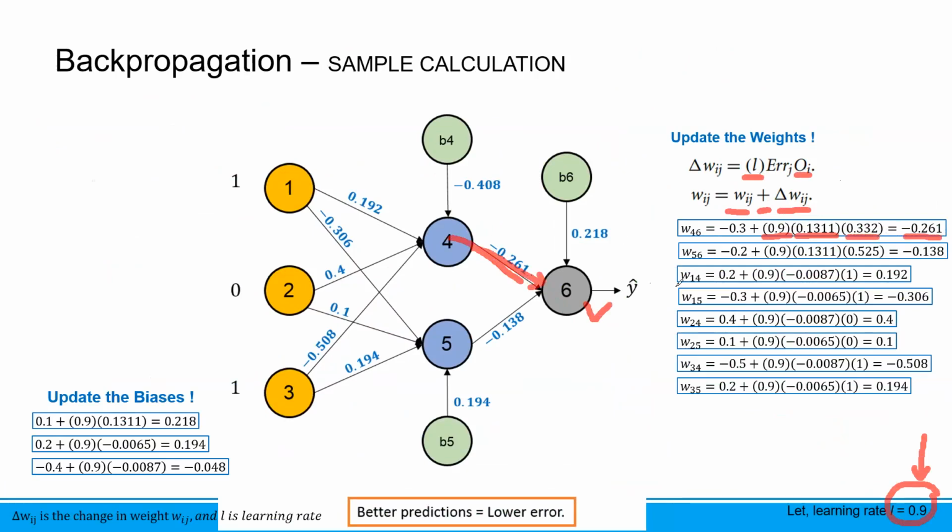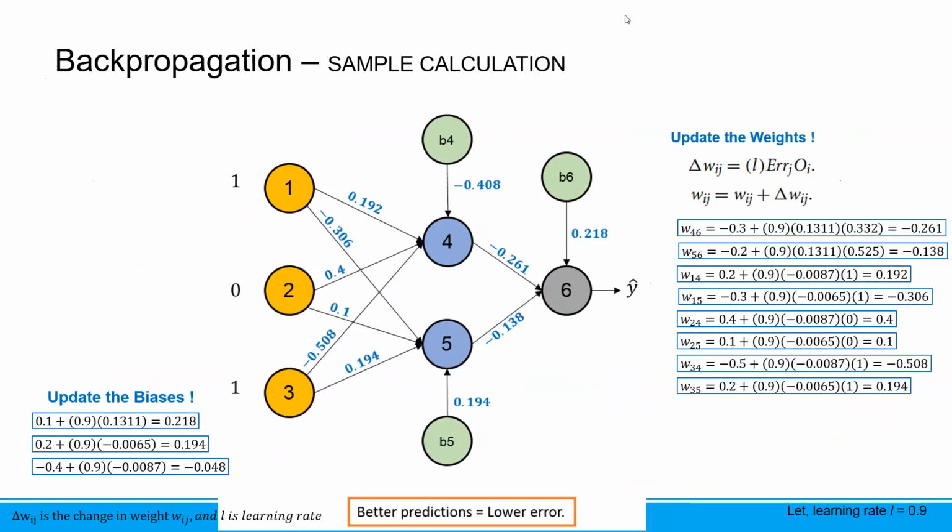What about, let's say, W56? For W56, the previous weight is minus 0.2, plus the learning rate 0.9 multiplied by 0.1311, which is the error in node 6, and multiplied by the output of that particular node, the output of this node, which is 0.525. So this will be the new weight for 5 to 6.